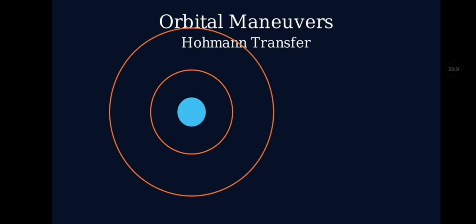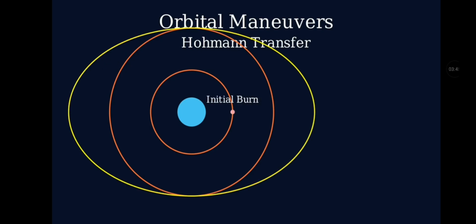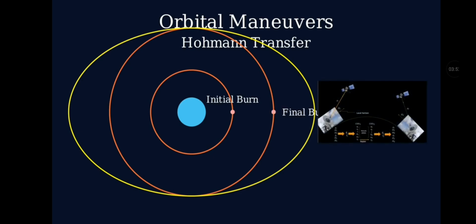Orbital maneuvers allow spacecraft to change their path using engine burns, which apply thrust to alter velocity and consequently the orbit. One of the most efficient orbital maneuvers is the Hohmann transfer, which allows a spacecraft to move between two circular orbits using minimal fuel.